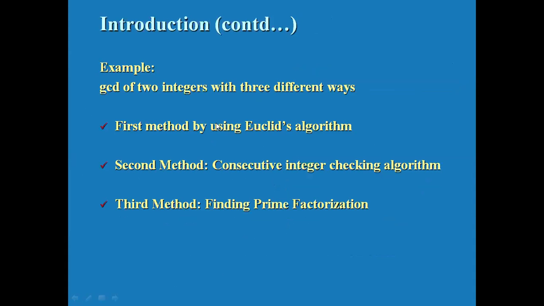Let's see the three different methods for finding the GCD and then write an algorithm for each and every method of what we have discussed here. The GCD of two numbers can be found by using the Euclid algorithm, the consecutive integers checking algorithm, or finding the prime factorization.